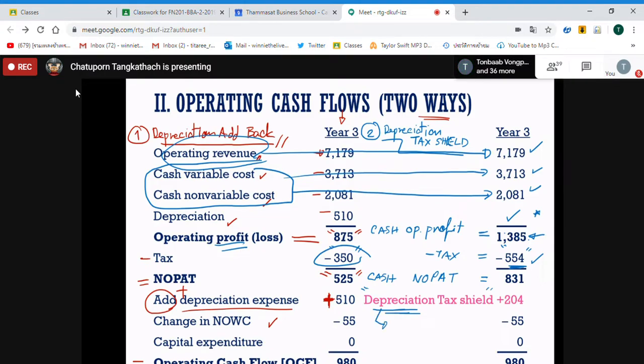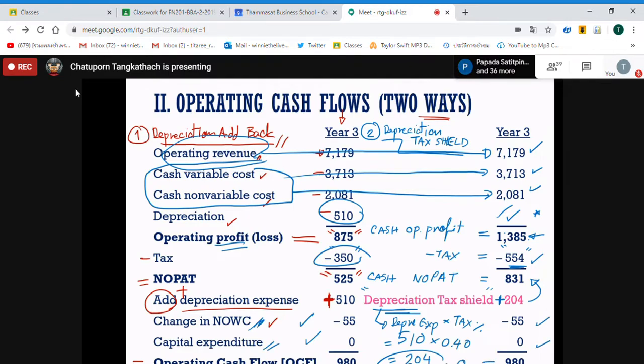For the depreciation tax shield, the formula is you simply use your depreciation expense multiplied by the tax rate as a percent. In our case, our depreciation is 510 baht this year, multiplied by the tax rate, in this case 40%. If you calculate this, you are going to get exactly 204. This amount, 204, is the depreciation tax shield amount. You just add it back to your cash NOPAT, because 204 is the reduction in tax in case you have another expense called depreciation to deduct above here. Your effect of tax reduction will be 204, and after that you follow the same steps. Change in net operating working capital, capital expenditure, minus 55 and 0. So you are going to get the same operating cash flows, 980. So there are two ways for you to calculate operating cash flow like this.